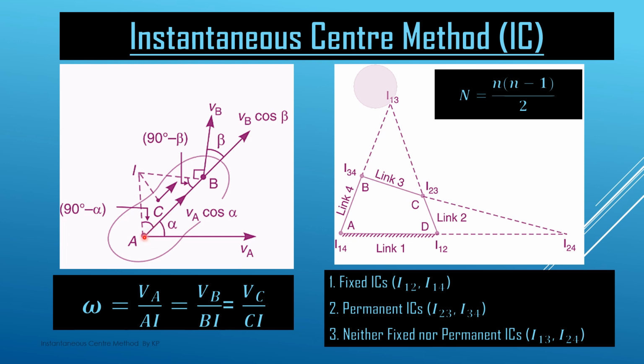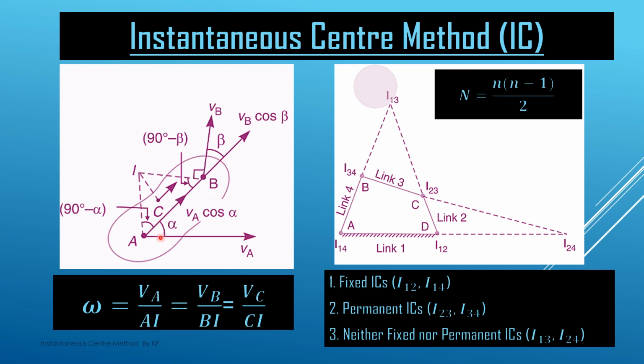The velocity of this point A is VA. This is the absolute velocity of point A, and its direction is at angle alpha with respect to AB. Similarly, point B has a velocity VB, and the angle with respect to AB is beta. So VA is known to us in magnitude and direction, and VB is known to us only in direction. We do not know the magnitude of this vector. So let us see how to find this VB value, or the velocity of any other point C on the same linkage, using the instantaneous center method.